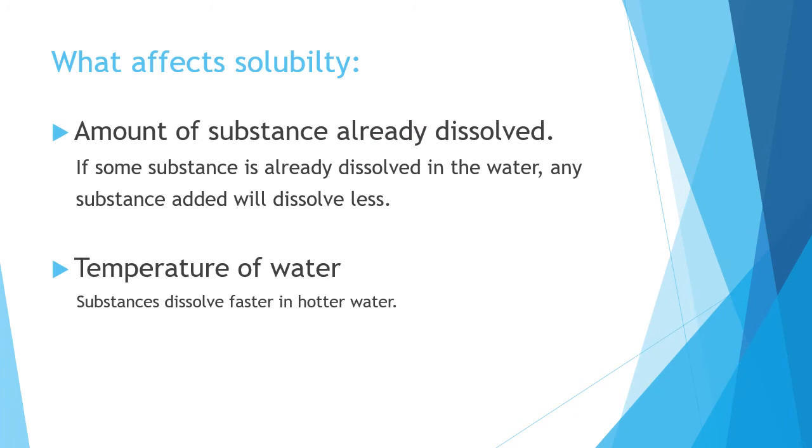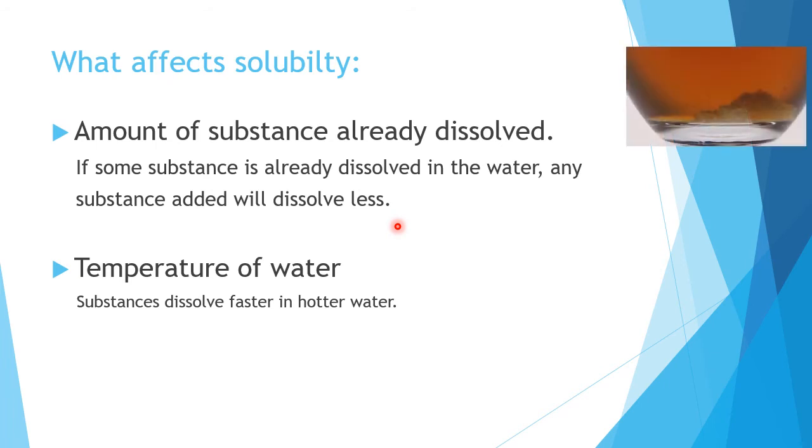Okay, the next thing that affects solubility is the amount of substance already dissolved. If some substance is already dissolved in the water, any substance added will dissolve less. Let's say you mix water with sugar, and then you add more sugar. If you stir, the sugar dissolves more slowly. See, over here, this person has added sugar to their tea. So at the end, the sugar gathers at the bottom because there's already too much sugar in the tea.